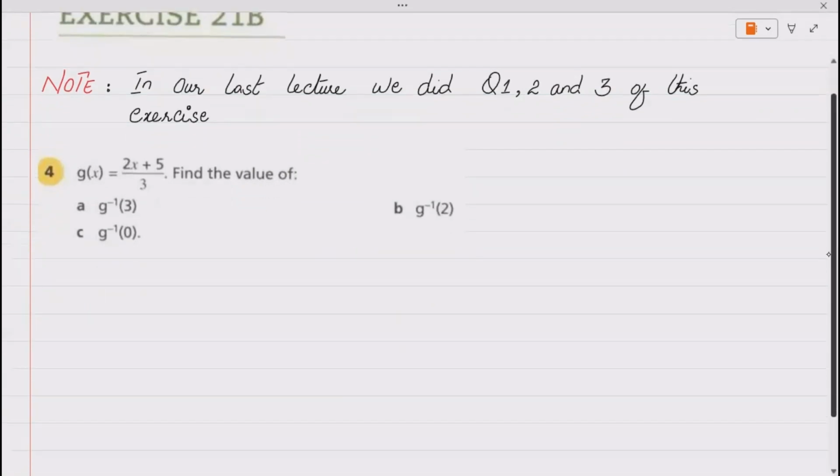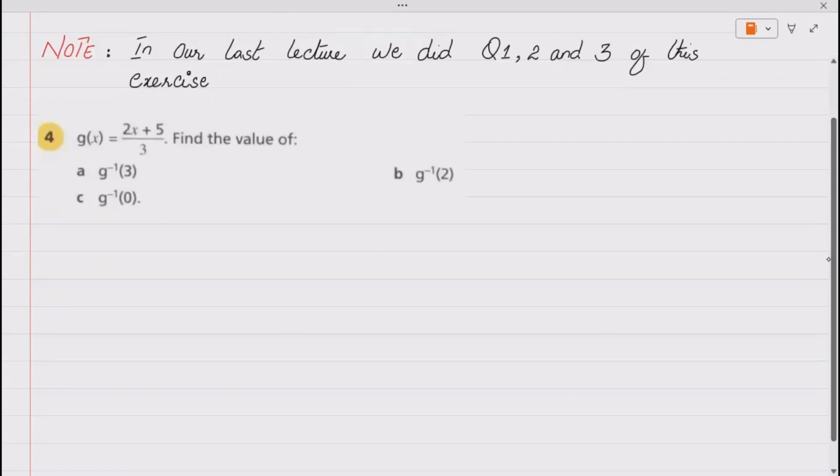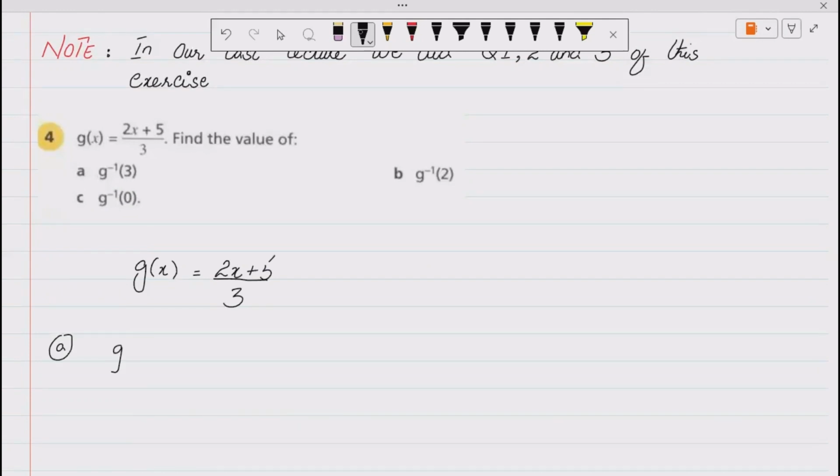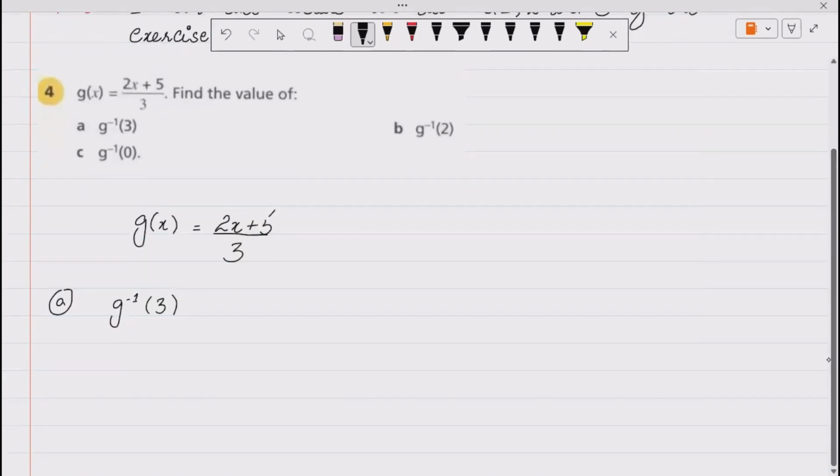In this question, you can see that we have a function g of x which equals (2x plus 5) divided by 3. And we have to find, in part A, the value of g inverse of 3. To solve this part, obviously we have to first find the inverse of g.